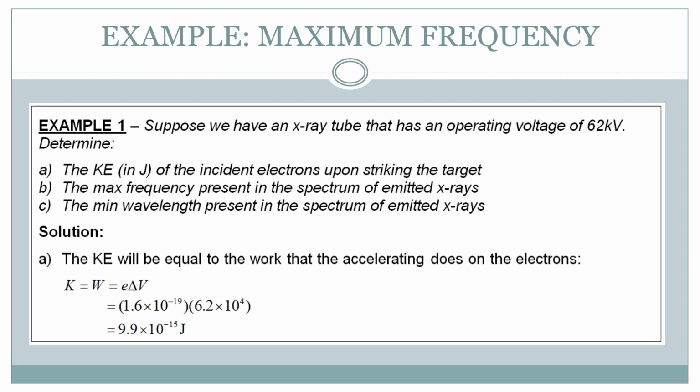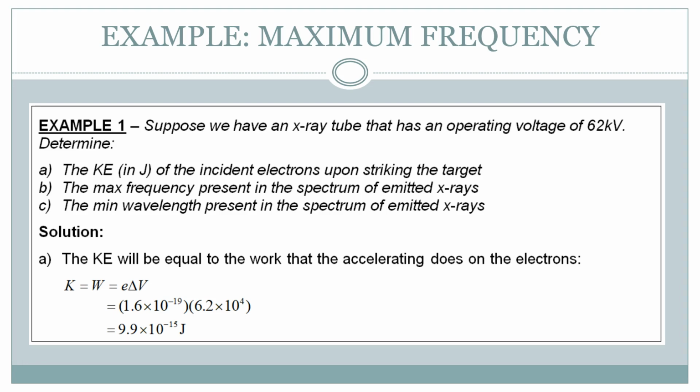So we want to determine three things. Firstly, part A, the kinetic energy of the incident electrons upon striking the target. B, the maximum frequency present in the X-ray spectrum. And C, the minimum wavelength present in that spectrum. Okay, so let's start with A. We know that the kinetic energy these electrons carry when they strike the metal target will be equal to the work done, which is E delta V.